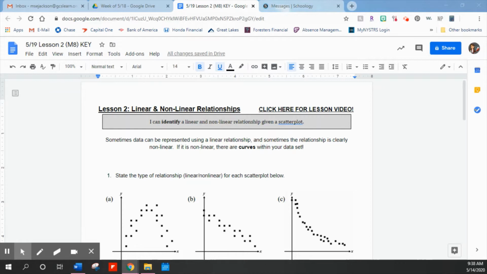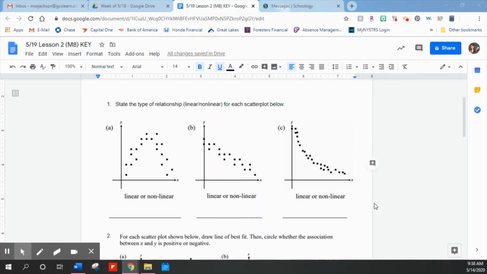Sometimes data can be represented using a linear relationship. Remember, linear, the word line is in it. So linear means that it generally relates to a line. And sometimes the relationship is clearly nonlinear. So sometimes our data points generally form a line and sometimes they don't. So if they don't, it's called nonlinear, and that means that there are curves within your data set.